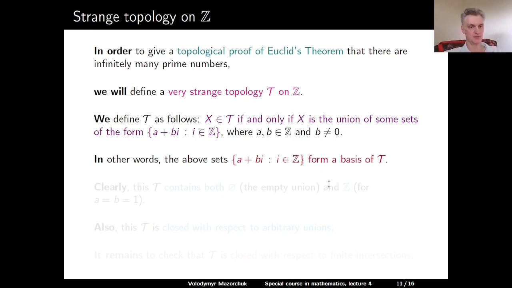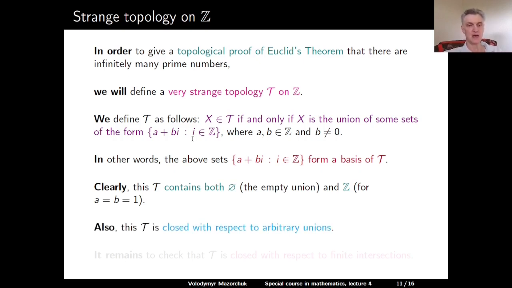That's our definition. Then, of course, from the definition, it is clear that this topology contains both the empty set, that's the empty union, and the set of all integers, because we can take a equal to 0 and b equal to 1, and then this set gives us the set of all integers. So the first condition for the topology is satisfied, and then this by definition is closed with respect to taking arbitrary unions. So this condition is also satisfied.